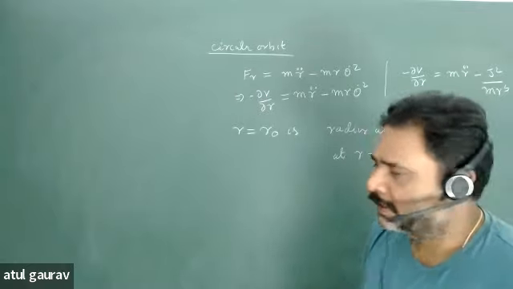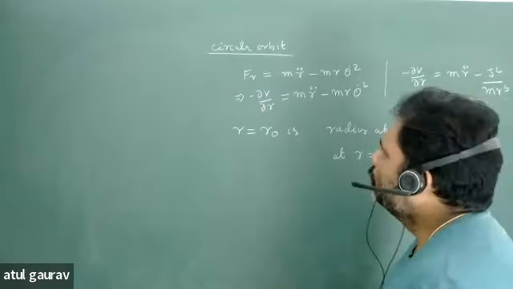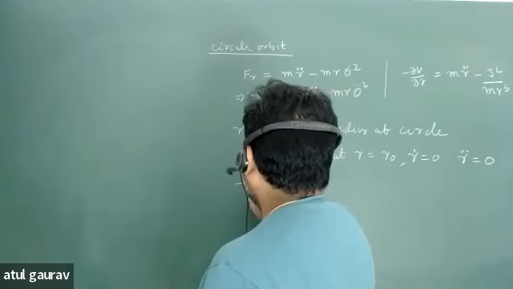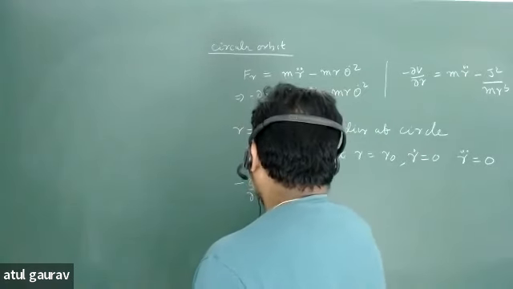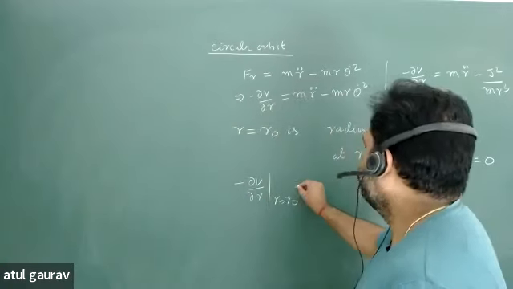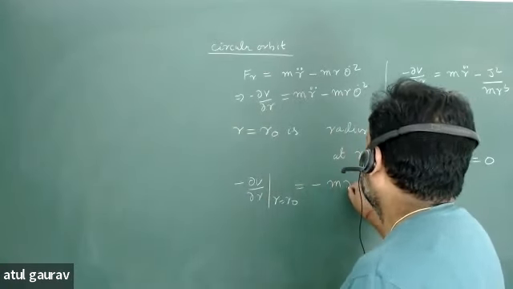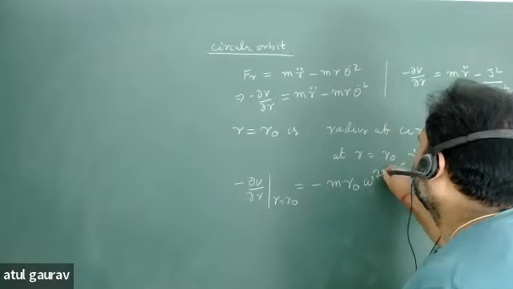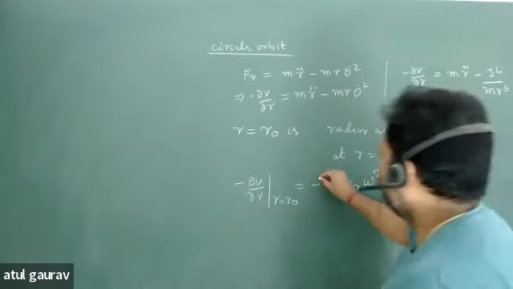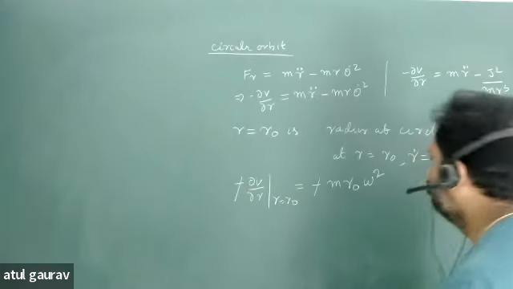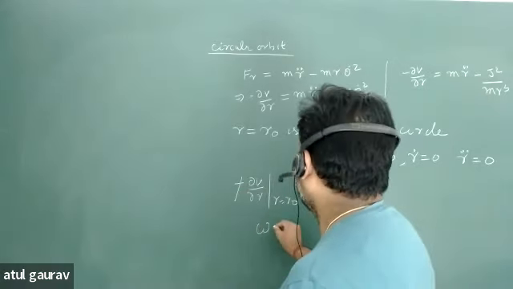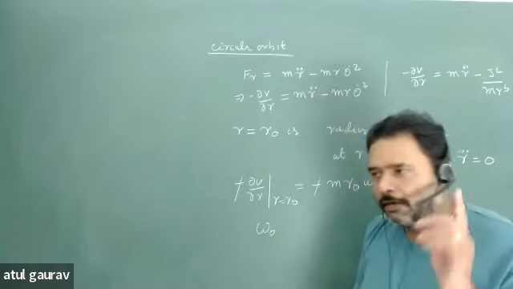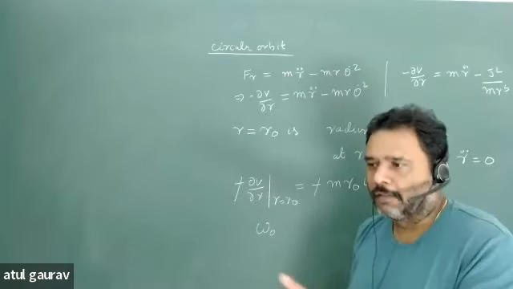So if the radius is fixed, this is just going to happen. So now what will happen? Look here. You have minus del V upon del R at R is equal to R naught, which must be equal to minus M R naught theta dot square, and I can write this as omega square. And from here, this minus sign and this minus sign cancel out. And what will you get? You will get the value of omega, or I can write it omega naught, which is nothing but the angular frequency or angular velocity.